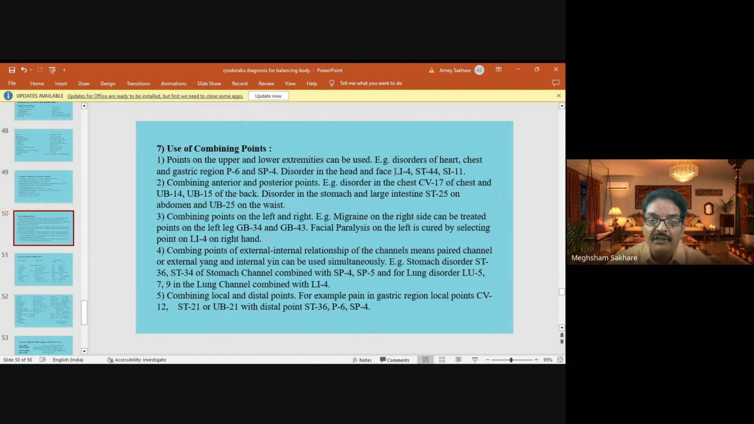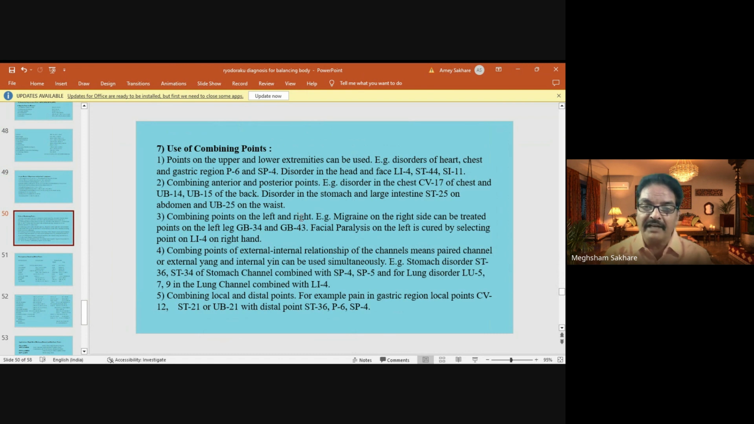Use of combination of the points. Disorder of heart and chest: P6, SP4. Disorder of head and face: Li4, stomach 44, SI11. Combination of anterior and posterior points. Disorder of the chest: CV17, UB14, backside UB15. Disorder of stomach and large intestine: stomach 25 on the abdomen and UB25 on the waist.